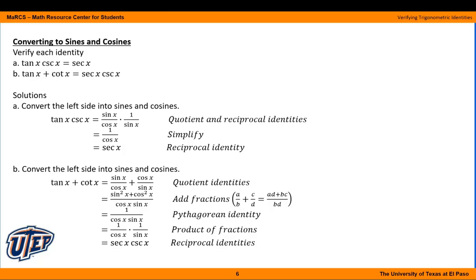Whenever you encounter an identity involving tangent, cotangent, secant, or cosecant, converting to sine and cosine is often a good first strategy.